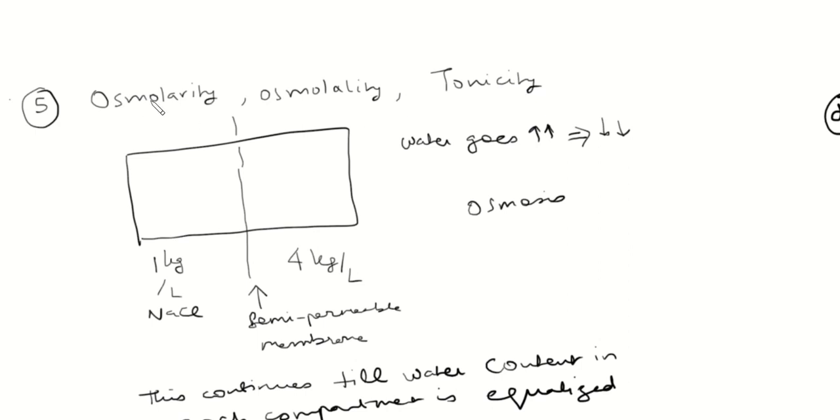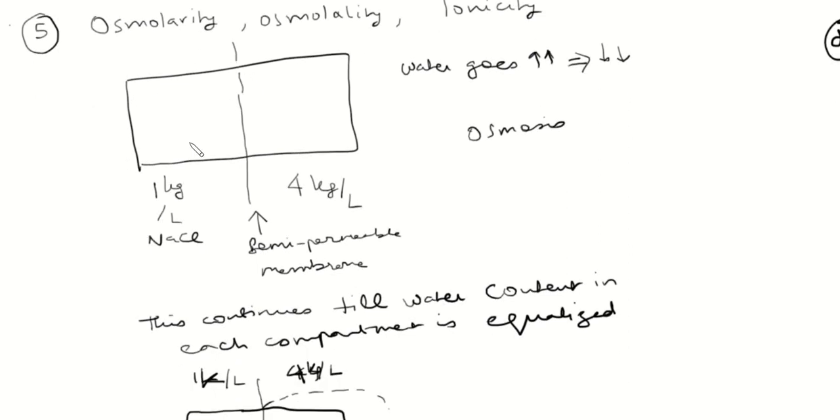Okay? So again, we go back to our two compartments. One of them has 1 kilogram of salt dissolved in 1 liter of fluid, water, solvent, and the other compartment has 4 kilograms of salt that is dissolved in 1 liter of solvent, and there's a semi-permeable membrane. So water is going to go from where it's more to where it's less, or from a less concentrated solution to a more concentrated solution. In this case, it's going to go from here to here. Okay.